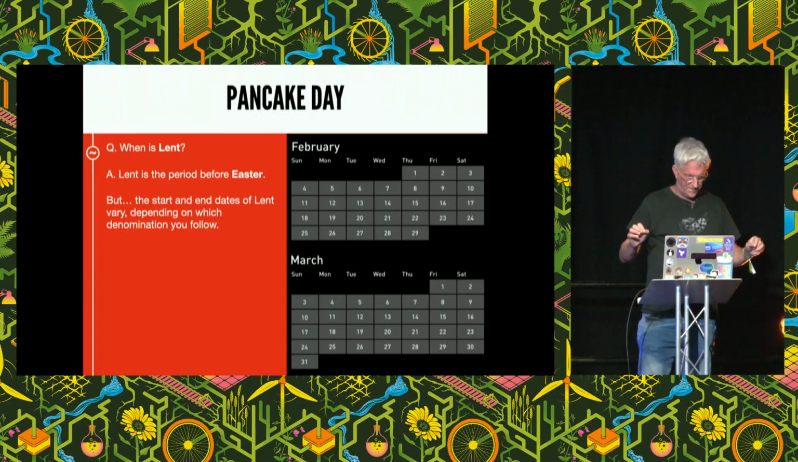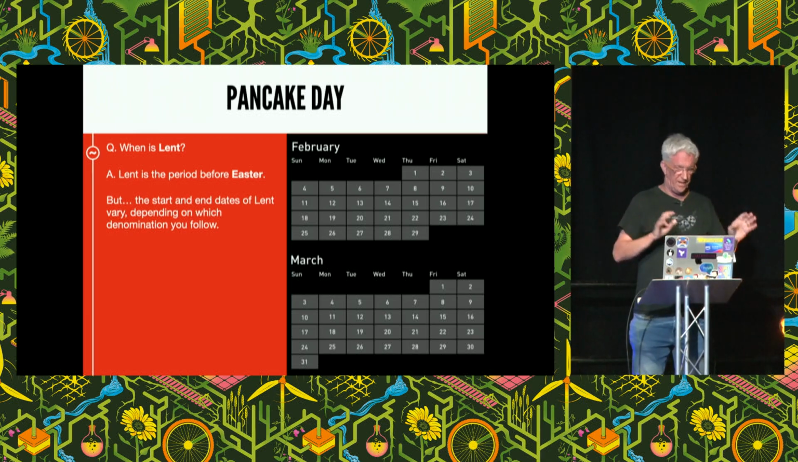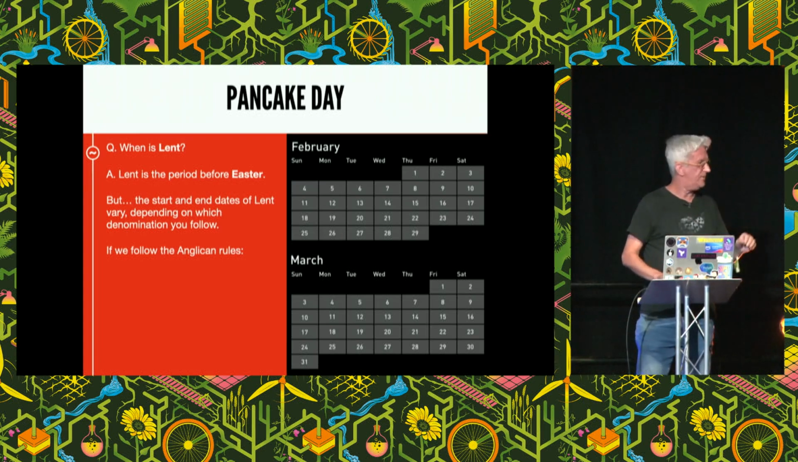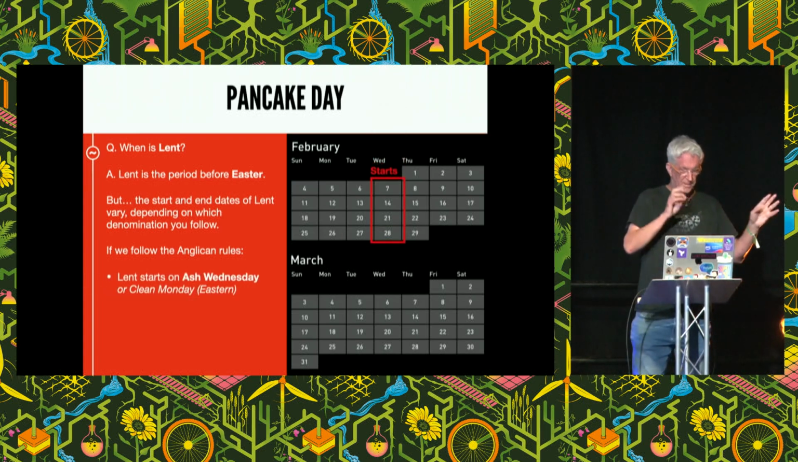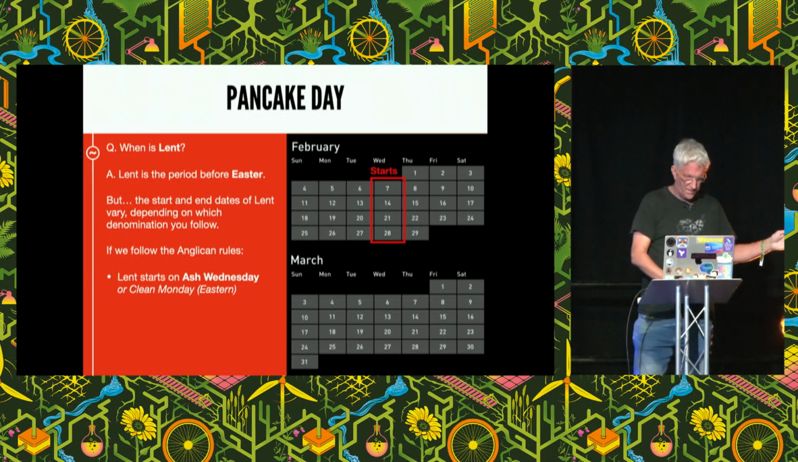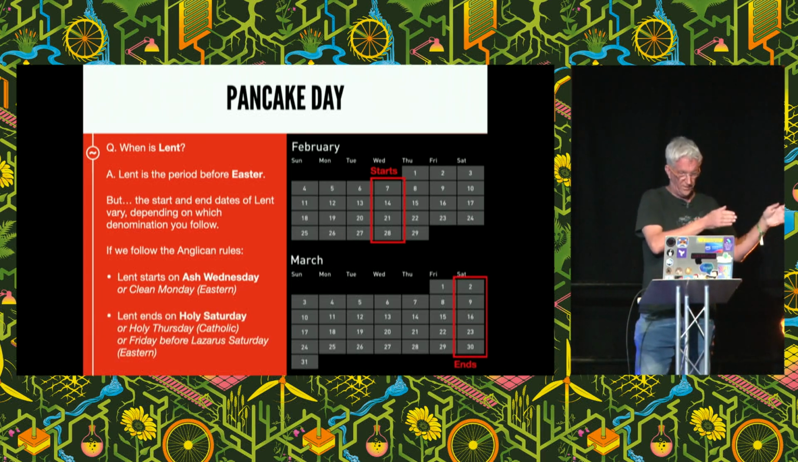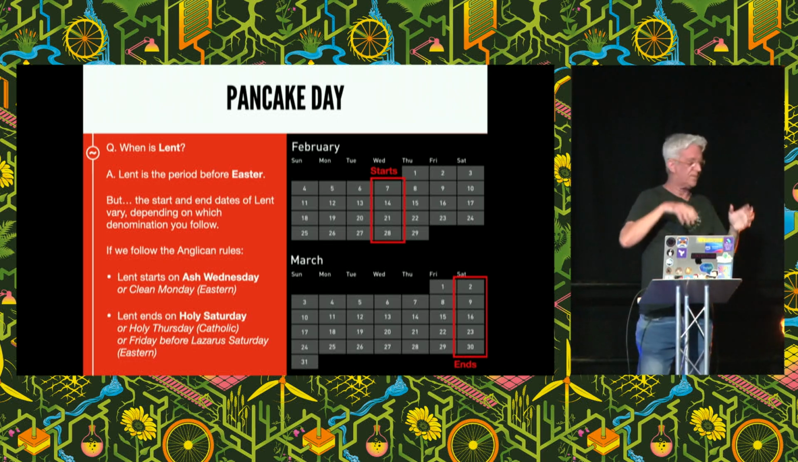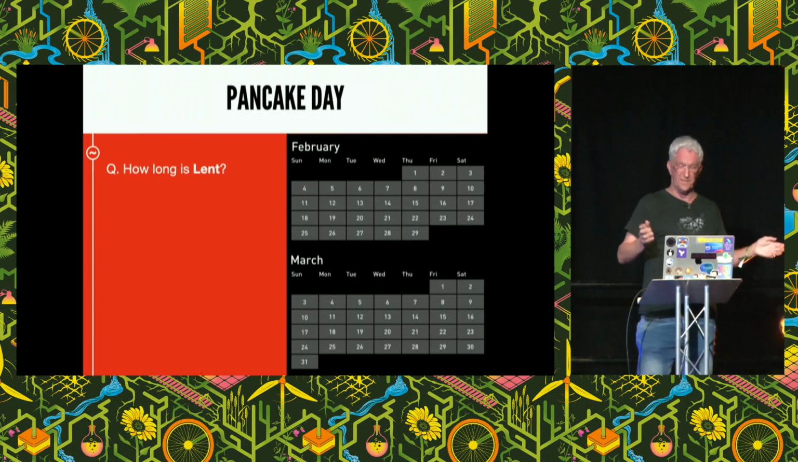However, the start and end of Lent seems to vary. It depends which denomination you're in. I'm going to go with Anglican, as we're in the UK, but I can give you sort of alternative versions of this. Lent starts on Ash Wednesday for the Anglican Church, and it ends on Holy Saturday for the Anglican Church. The Catholics do it differently. There's other ways of coming at this, but essentially, for the rules that we're following today, that's the rules we're going to go with.